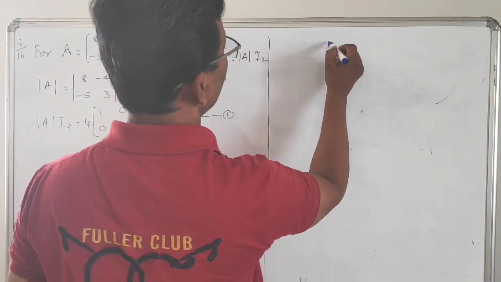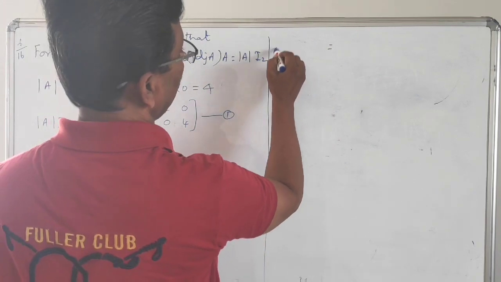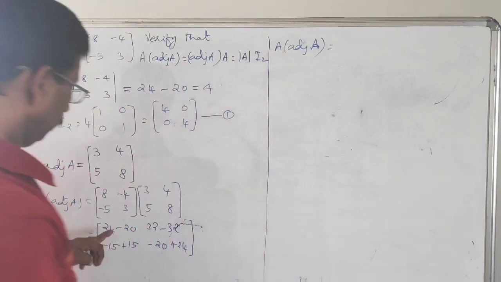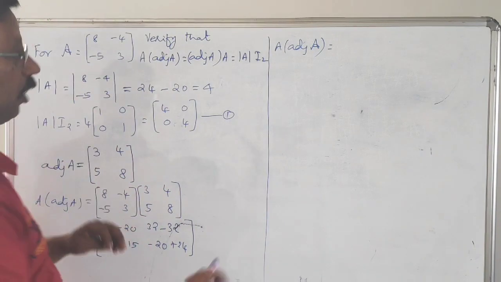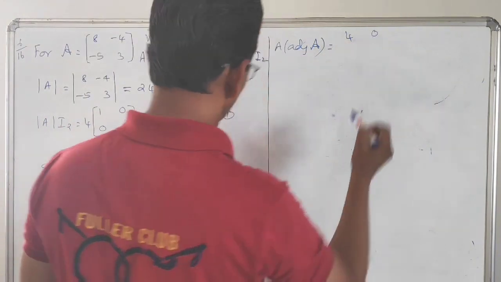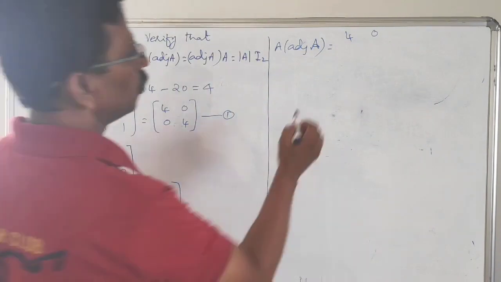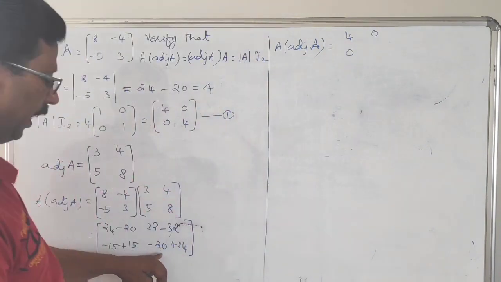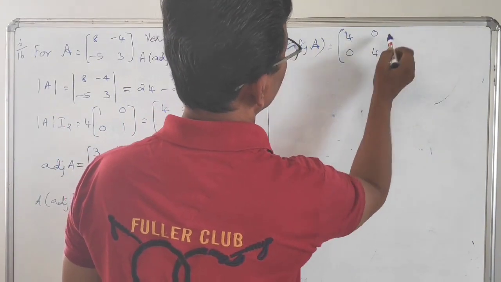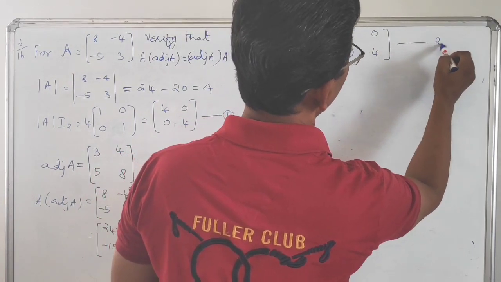This is A into adjoint A, which is equal to 24 minus 20, equal to 4. Now this 32 minus 32 gives 0. Now minus 15 plus 15 also 0. Then minus 20 plus 24 is equal to 4. Now we can have this as equation number 2. Now we found this one.